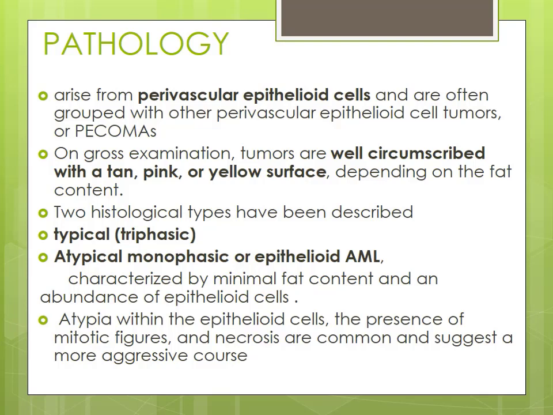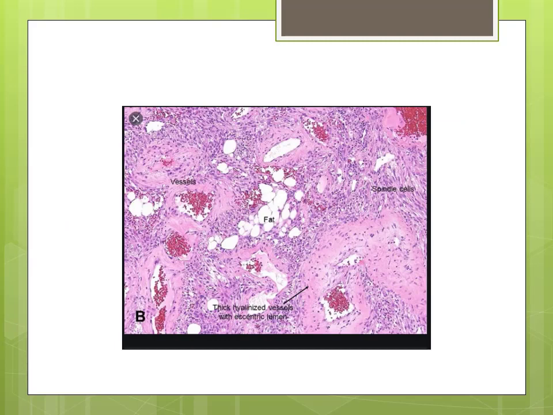Because in epithelioid AML the fat component is less and the epithelioid component is very abundant. And any atypia within the epithelioid cell, presence of mitotic figures and necrosis are common, and they suggest an aggressive course. This is the classical histological slide of angiomyolipoma, and you can see it has a vessel component, it has a fat component, and it has a spindle cell component. It shows all the three entities.